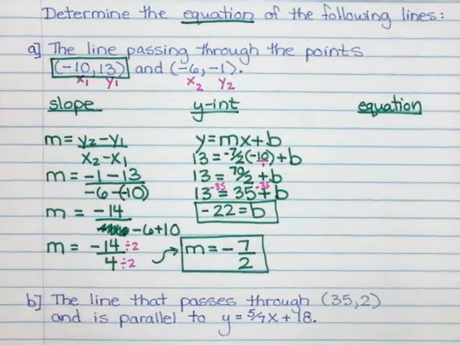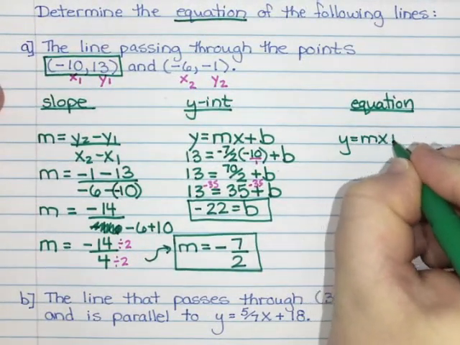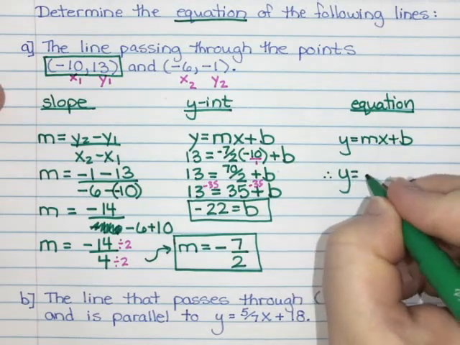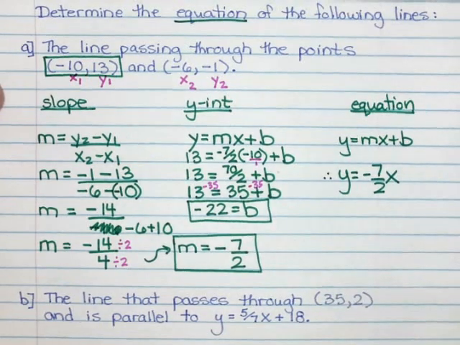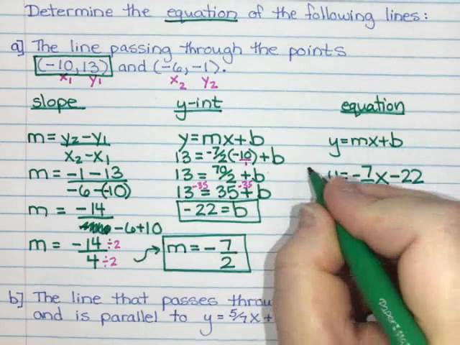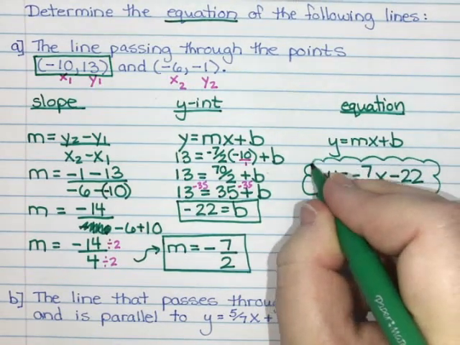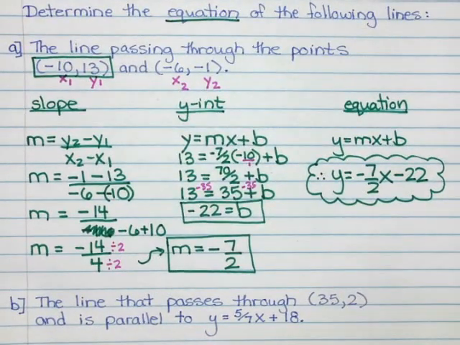So my equation should be y equals mx plus b. So y equals m, -7 over 2 x. And then instead of writing plus, I'm going to write -22. Okay, and there's the equation of our line. You can join me in the next video and we'll take a look at the next question.